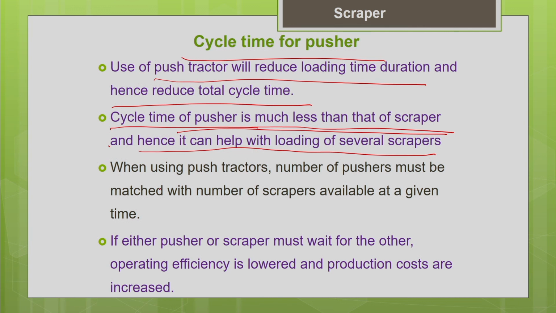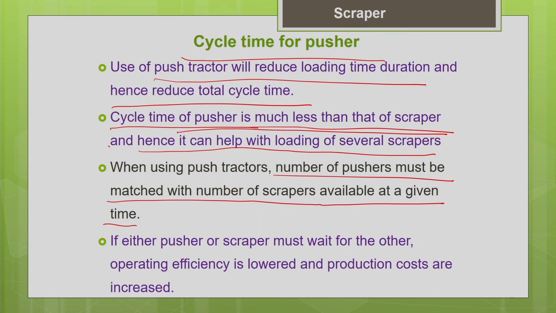So when using push tractors, the number of pushers must be matched with the number of scrapers available at a given time. That is very important. How many scrapers you have and how many pushers you have at a project site, we should properly optimize or balance it. Otherwise, either the scraper has to wait for the pusher or the pusher has to wait for the scraper. If this happens, it will increase the waiting time, and that will increase the cycle time, and that will decrease your productivity and increase your production cost. So that is why we need to balance the number of scrapers and number of pushers. Balancing interdependent machines is very important to optimize the production and reduce the cost.